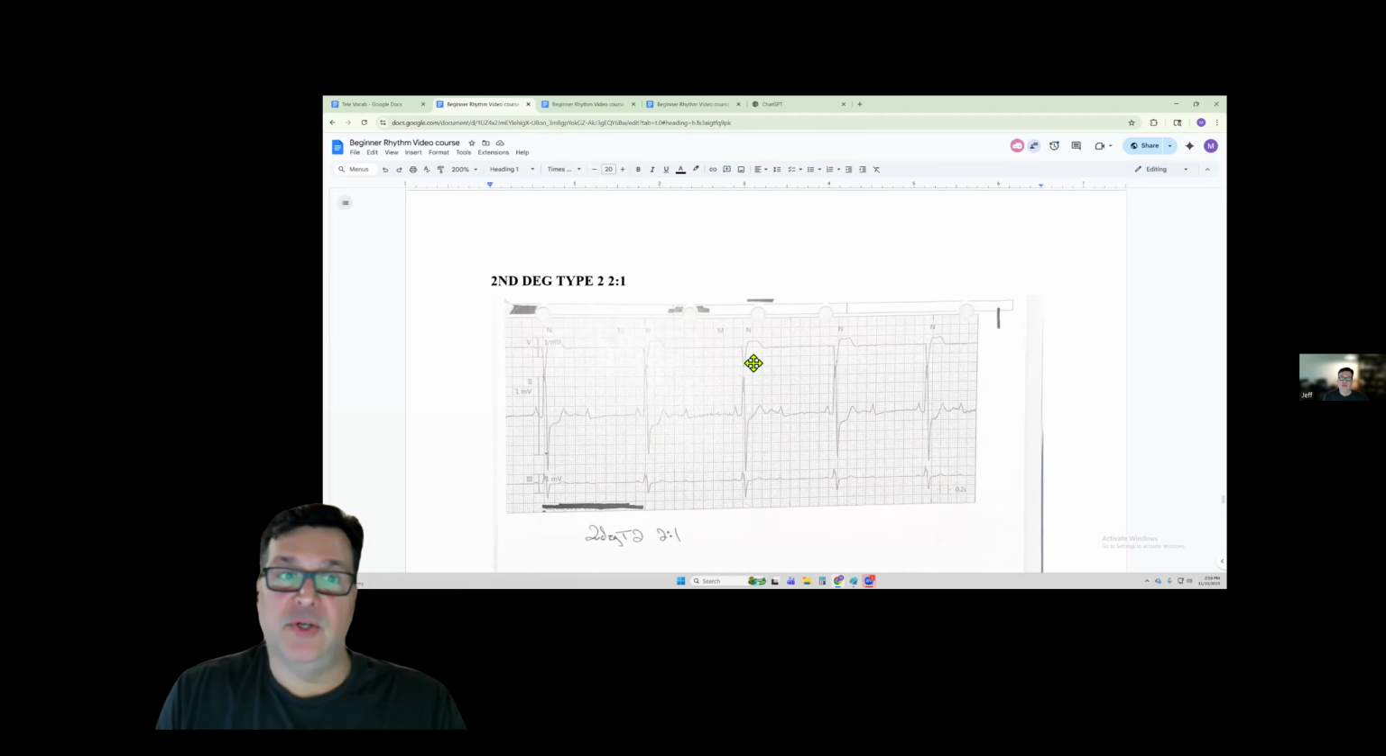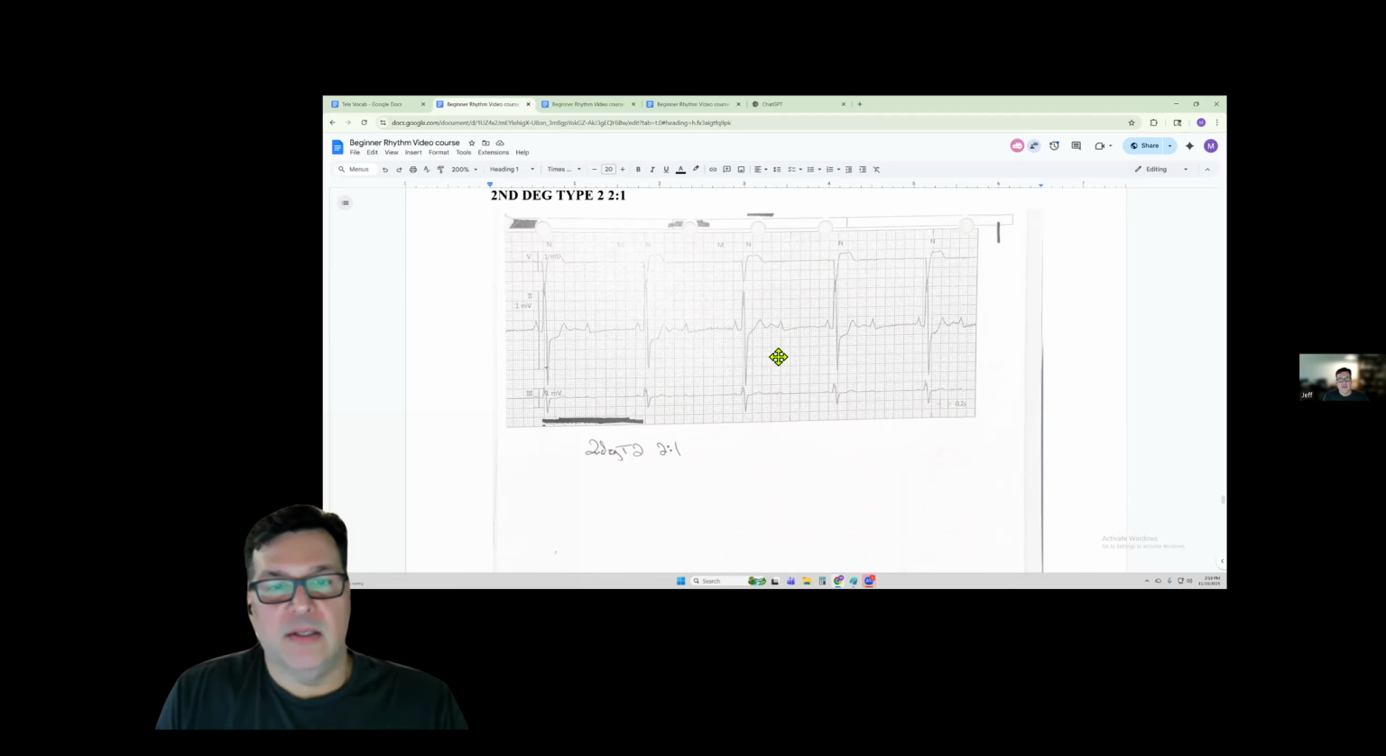Again, another example of a 2-to-1 pattern where you don't get to see if that PR interval is changing, but it does have this wider beat. So you're just going to call it a second degree type 2.